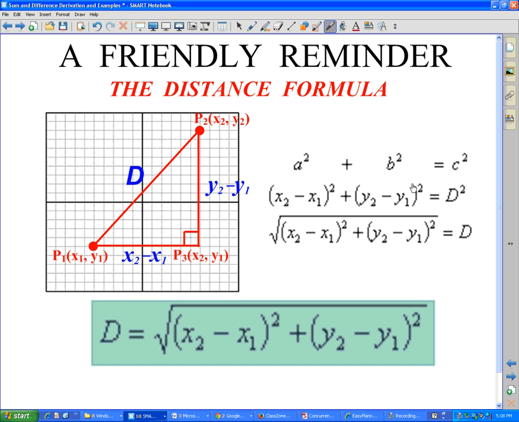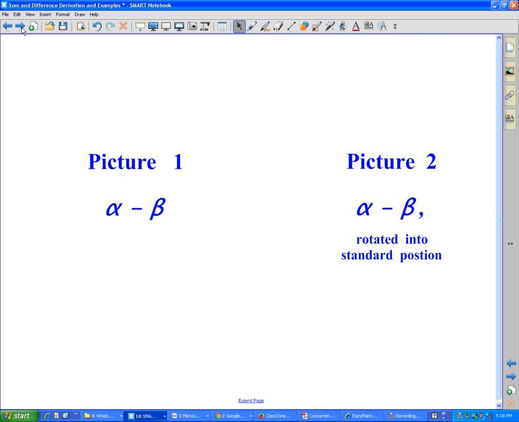Why are we going to use this? Well, maybe it's going to be a surprise, but let's just remember this formula, the distance formula, to find the distance between 2 points on the coordinate plane, and we're going to pull that out of our hat in just a couple minutes. Okay? Here's a couple pictures though first.